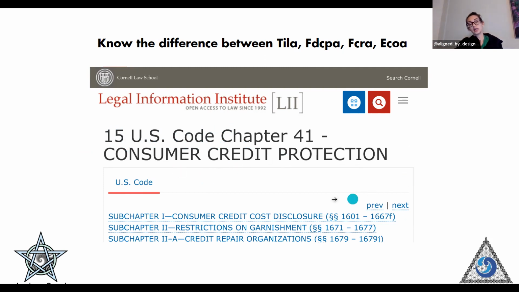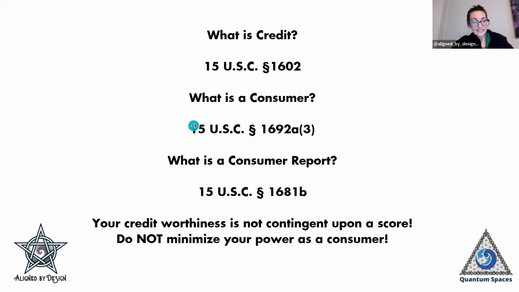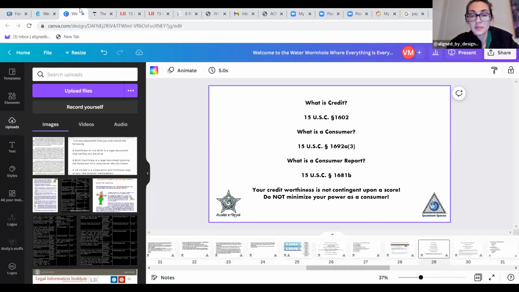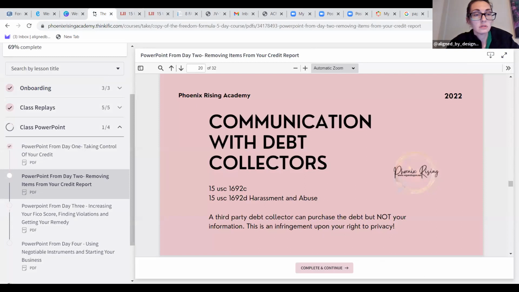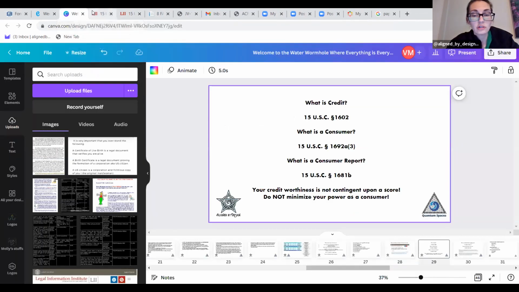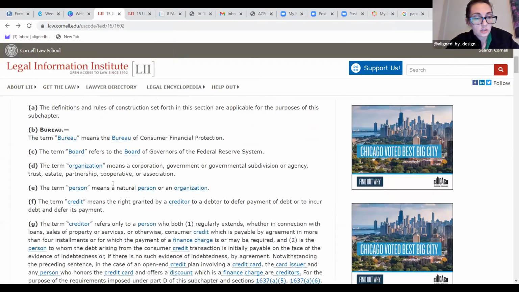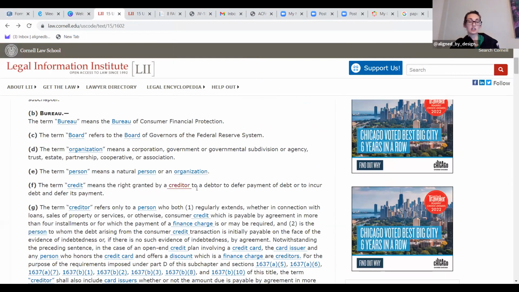There is consumer credit protection. What is credit? I have these. I think I have it pulled up. Yeah. So 16, what is credit? So credit means the right granted by a creditor to a debtor to defer payment of debt or to incur debt and defer its payment.